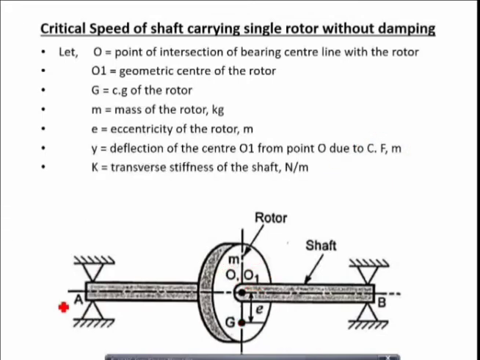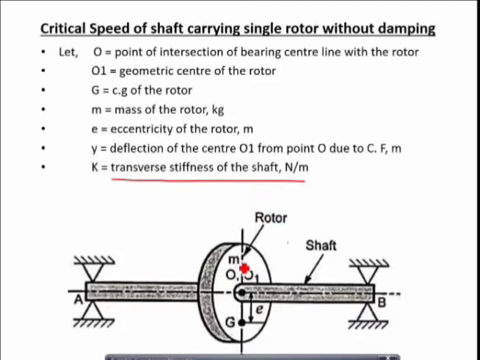K is the transverse stiffness of the shaft. Now we know that there are different types of vibrations, like longitudinal vibrations, rotational vibrations, as well as transverse vibrations. The vibrations which occur approximately perpendicular to the axis of the shaft are called transverse vibrations. In this case, the vibrations occurring are also transverse vibrations.